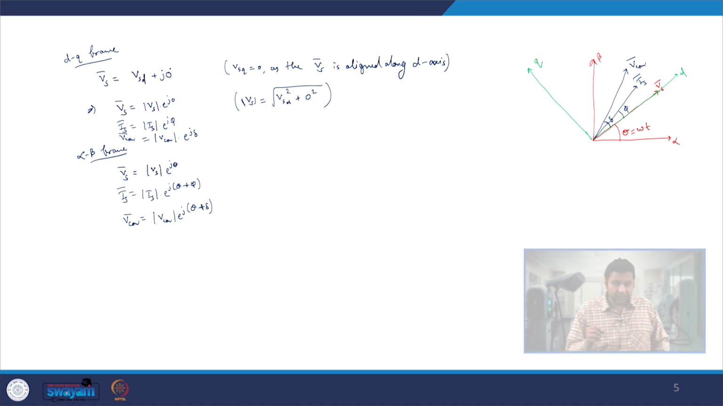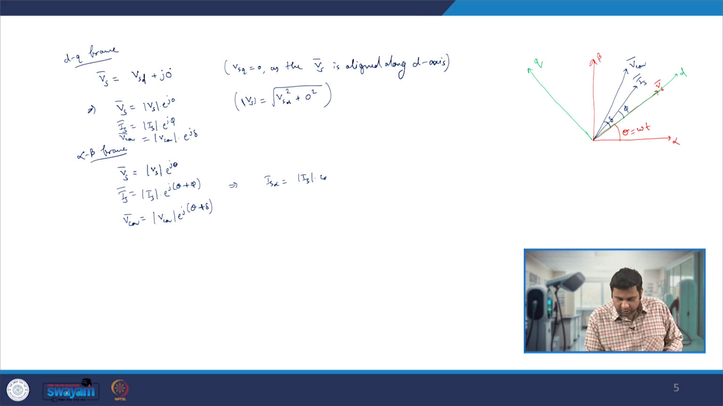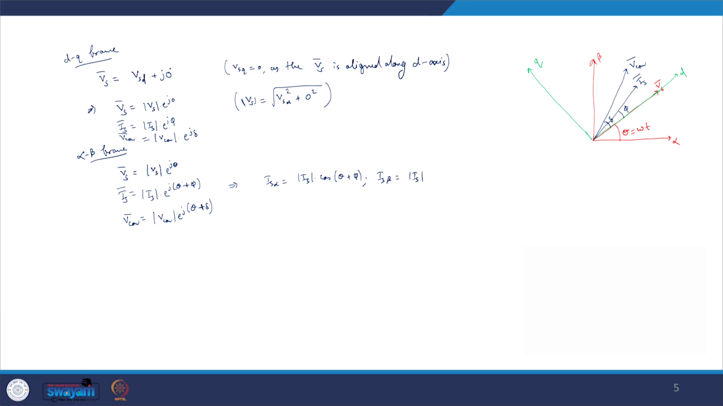And if you look very carefully, the magnitude of the space vector is not changing; the amplitude remains the same. However, the angle for the different frames will be different. So, here if we take the alpha beta plane, for example, Is alpha will be nothing but the modulus of Is times cos of theta plus phi, and the beta component Is beta will be the magnitude of Is times sin of theta plus phi. So, the sine and cosine terms will give you the different values.